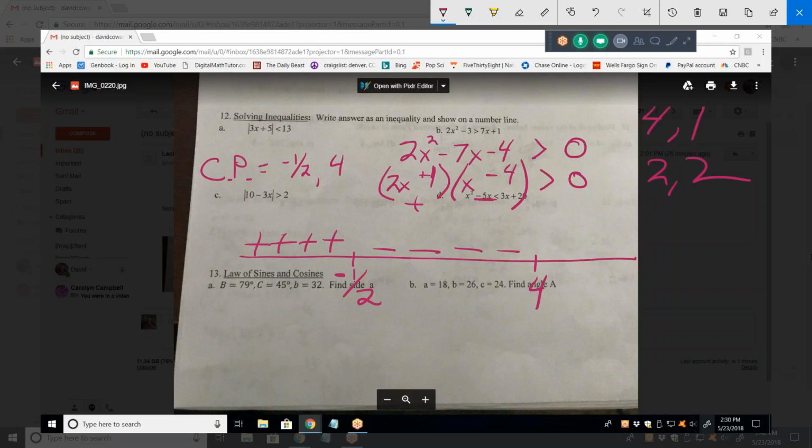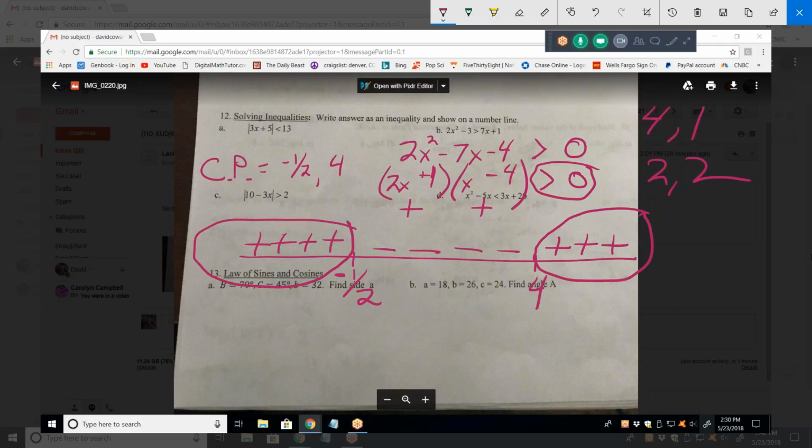Now pick a number to the right of 4. 5. You plug in 5, that's plus, plus times plus is plus, everything to the right of 5 is plus. Now we're ready to choose our solution. We need that to be greater than 0, which means plus. So our solution is there and there.